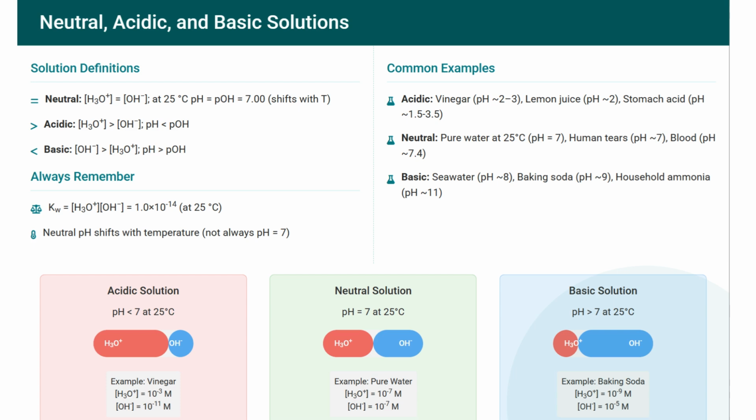To visualize the ion balance, in an acidic solution like vinegar, hydronium ions far outnumber hydroxide ions. In a neutral solution like pure water, they are equal. In a basic solution like baking soda, hydroxide ions are much more abundant. Now, this brings us to a critical point, the temperature dependence of Kw.